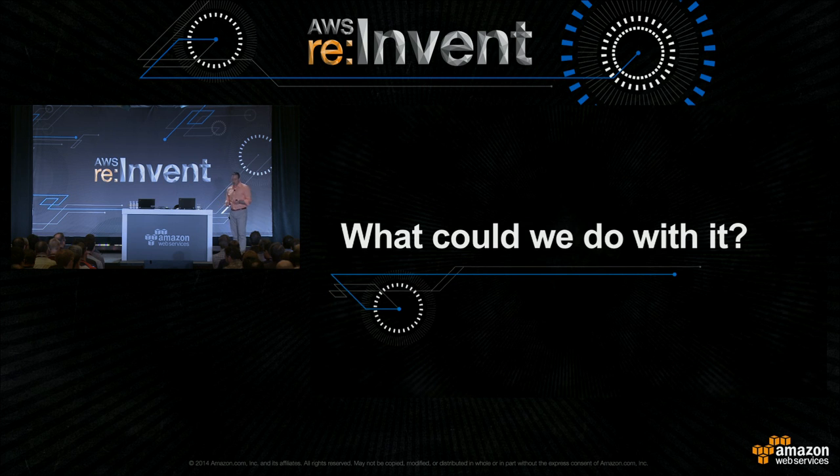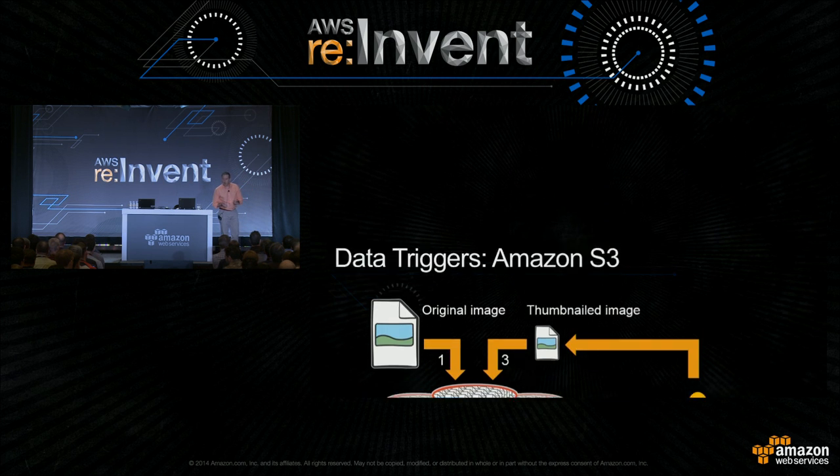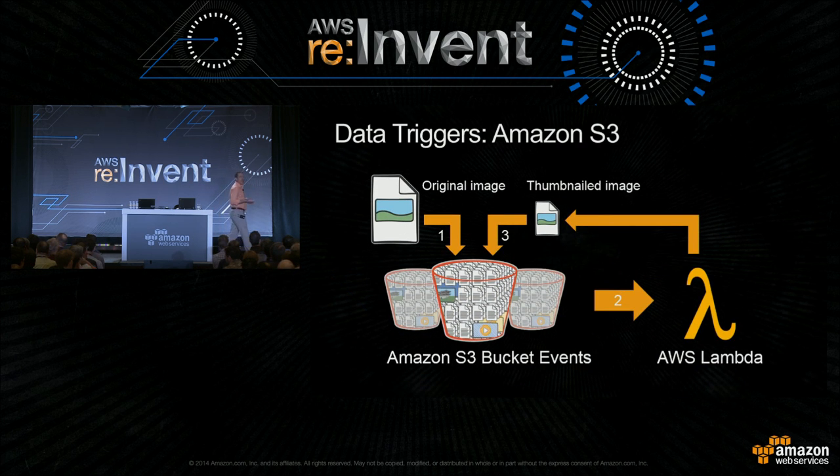So what could we do with this if we had it? Well, we've already talked about one interesting use case here. We can build data triggers. We can take things like uploads of images as they pass into an S3 bucket and then build automatic responses to them. So Lambda can take those images and with a few lines of code, create a thumbnail and put it back into the same bucket or into a different bucket. In fact, we'll take a look at that in the demo here in a few minutes.